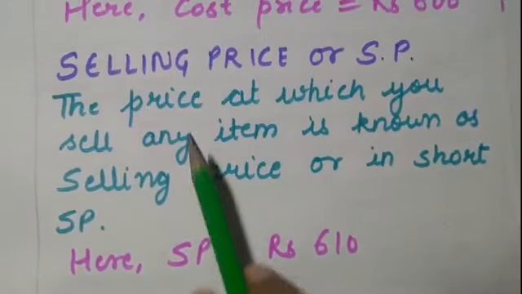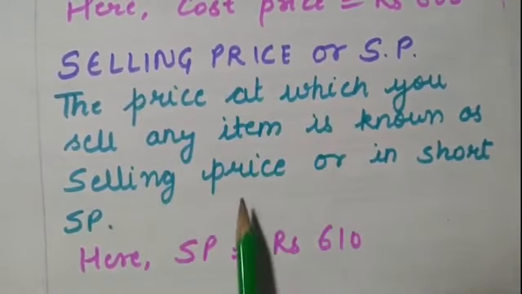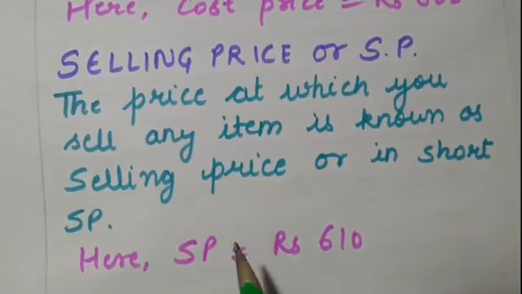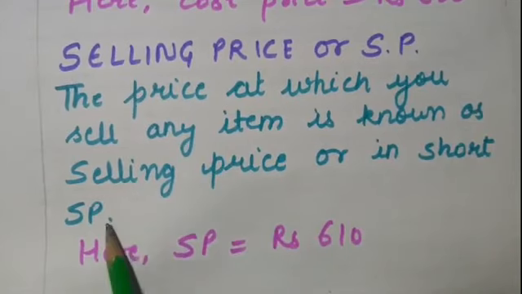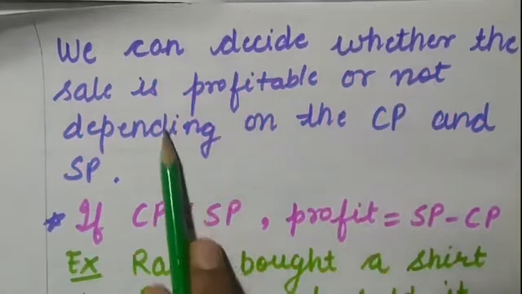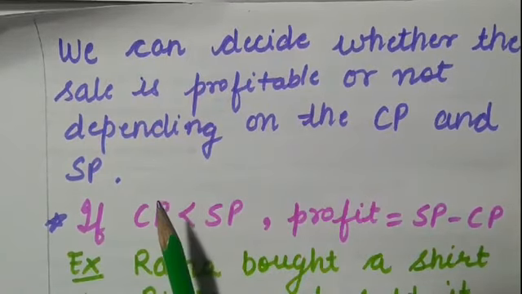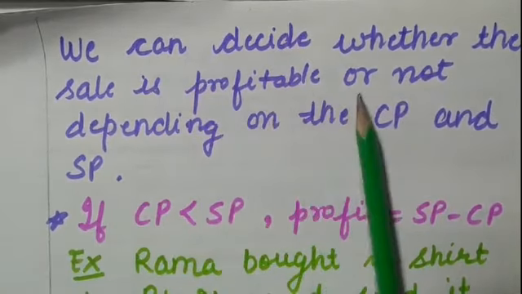After that, we have learned about selling price. The price at which you sell any item is known as selling price, or in short SP. Or you can say the price at which an item is sold is known as selling price, or in short SP. So this is the selling price of an article, or of any item. Now we can decide whether the sale is profitable or not depending on the CP and SP.